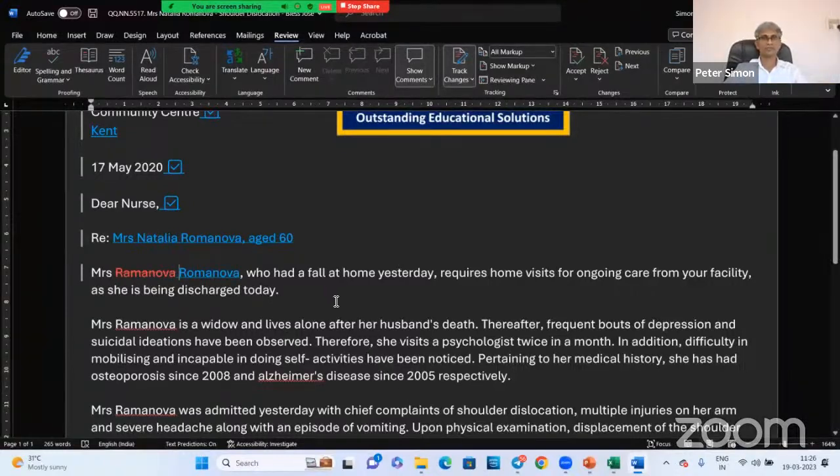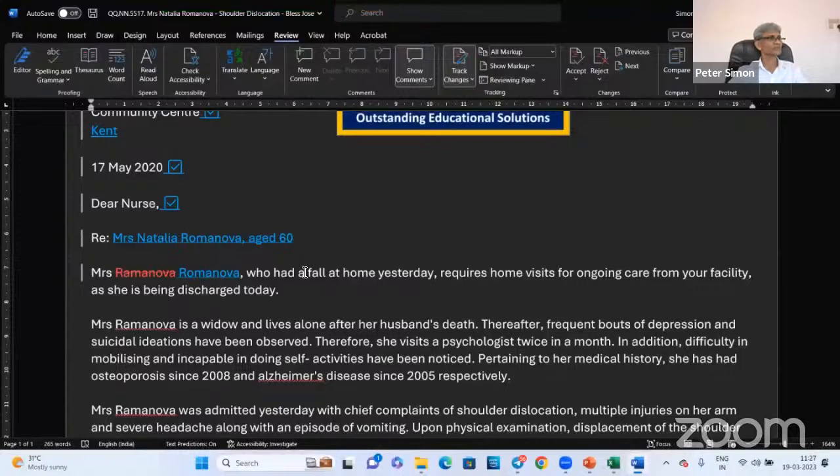Who had a fall at home yesterday. Yeah, so fall at home yesterday. Fall at home yesterday requires home visits for ongoing care. And she is being discharged for it. Mrs. Romanova, who had a fall at home yesterday, requires home visits.